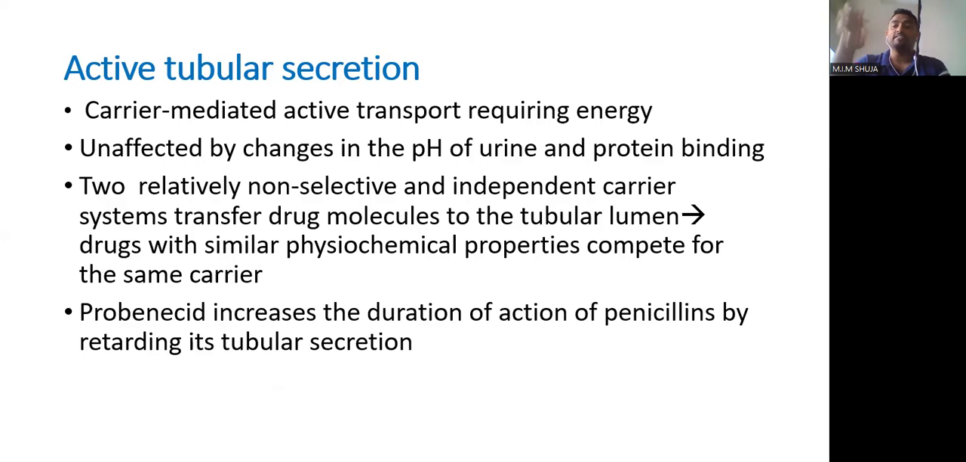So it will stay inside the blood. The more time it stays inside the blood, the more prolongation of the duration of action. So that becomes effective in bacterial killing. That is the explanation for this. And again, this is a very common question they will ask. Okay, that is in relation to active tubular secretion.